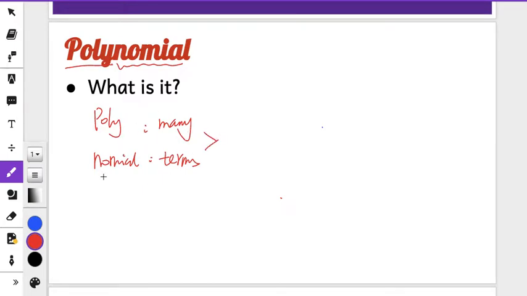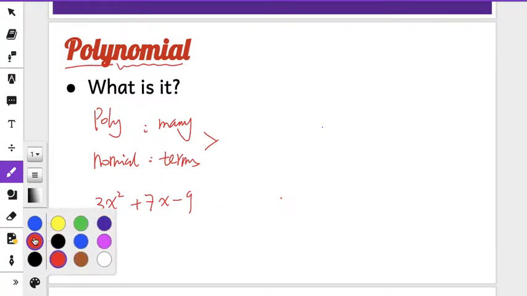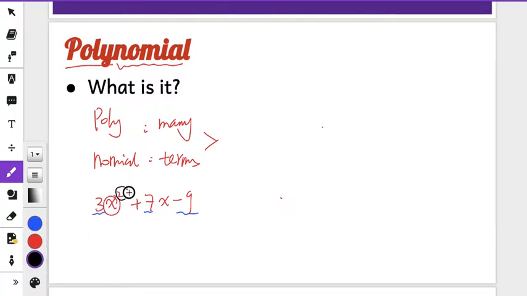But what does it really look like? Let's check the example here. Let's say this one is an expression. In this expression, as you can see, we have numbers. We also have variables. We also have exponents. All these components come together to make up a polynomial. And these numbers, we do have names for. The number in front of variables we call the coefficient. And the number by itself in the last term, the term with only a number, we call the constant term.